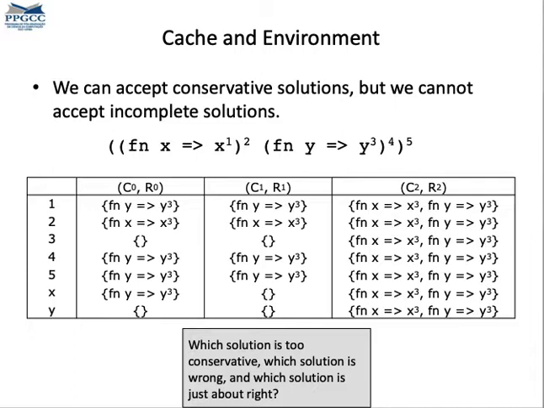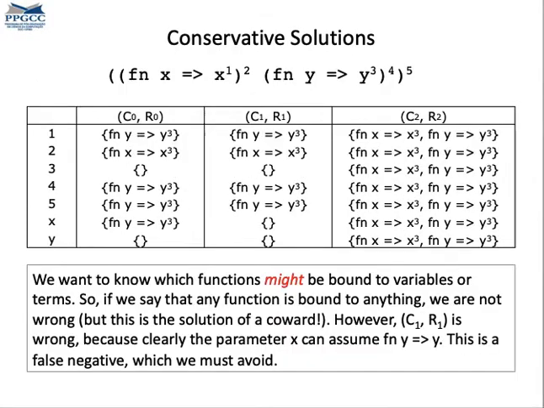So it's less conservative than the third solution, and it's correct, as any function binding that could occur in the program is accounted for in the solution. So even though the third solution is too conservative, it's still correct. We want to know which functions might be bound to which variables. When I say might, that's just a hypothesis. If we say that every function can be bound to every name, that's not really wrong. It just does not give any information that we could use, for instance, if we would like to do inlining in the program.